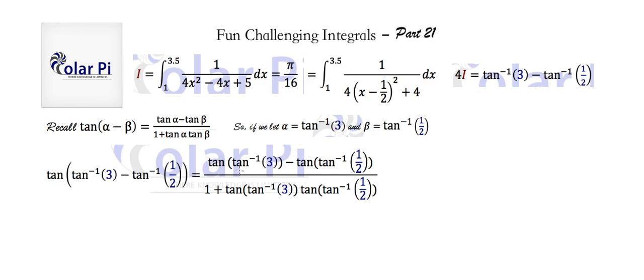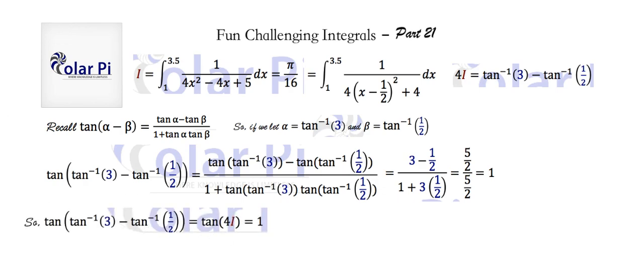And this simplifies very nicely because tan and tan inverse cancel each other. And so this here, tan of tan inverse of 3, is just 3. And so doing similar canceling, we see that this is what we've got, which reduces very nicely to 1. So we see that tan of 4I is equal to 1. Got it.